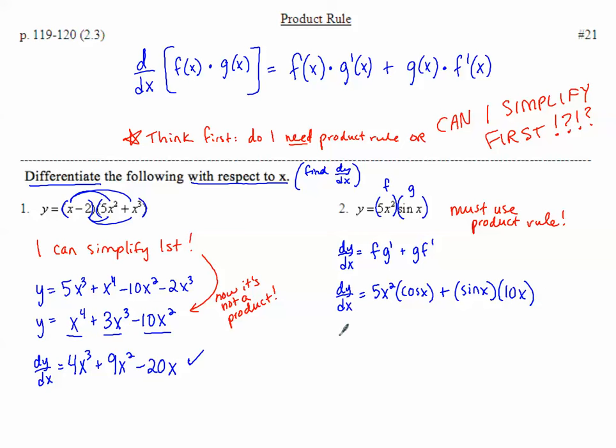Now this is a derivative, but we can do a little bit better. We don't need the parentheses all over the place. So let's write dy/dx equals 5x squared cosine of x plus, now usually we move the 10x into the front, otherwise it looks like we're multiplying 10x to x. So 10x sine x. And now we have our prettier derivative.